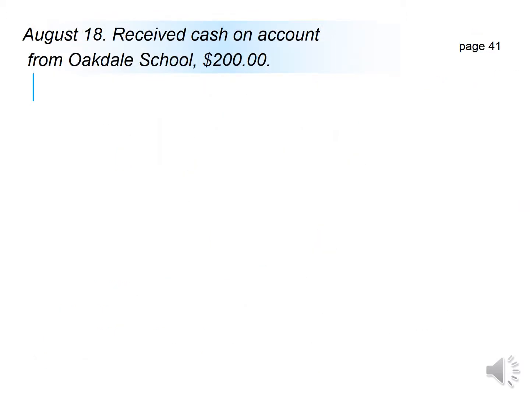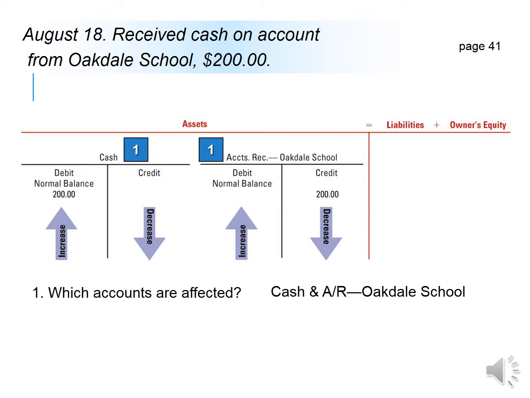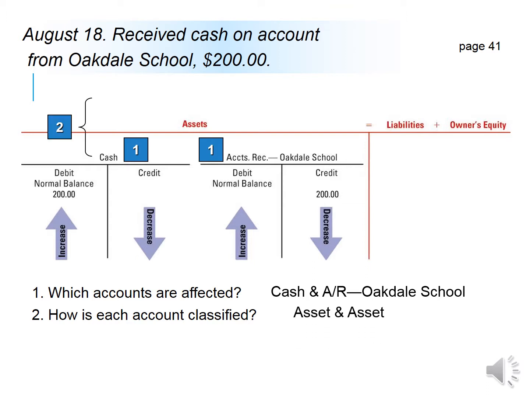August 18th, received cash on account from Oakdale School, $200. Which two accounts are affected? We know that cash will be affected, and since we received it on account, accounts receivable will be affected. How is each account classified? We know that both of these accounts are assets, thus only one side of the accounting equation is being impacted. Thus, we will need an increase and a decrease. So we have two assets.